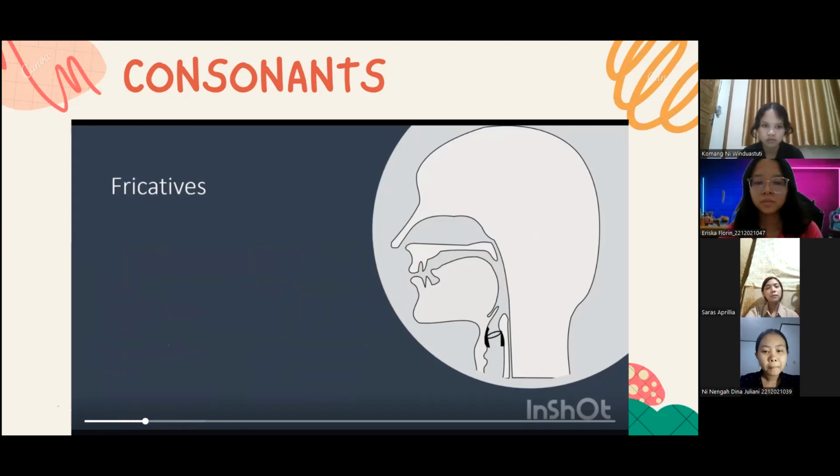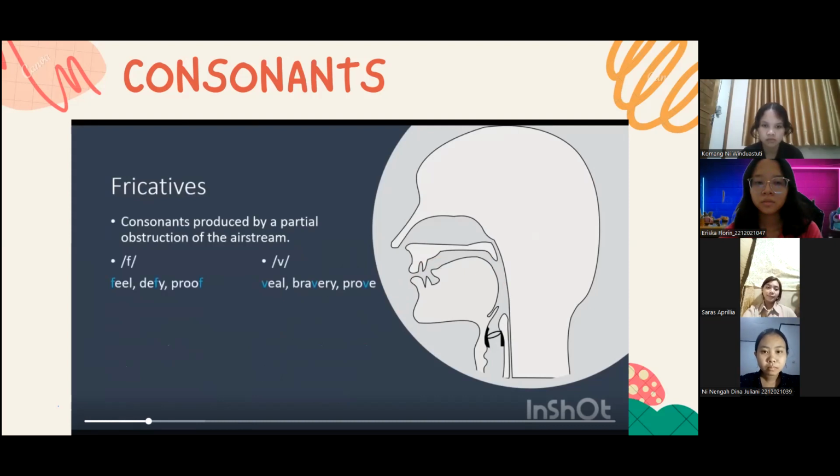The fricatives. For example, if we look at F and V, these two sounds occur with the bottom lip approaching the top teeth, and basically they touch each other. So you have the F and the V that occur as fricatives. As opposed to the stops, fricatives can actually be prolonged as long as you have air in your lungs.